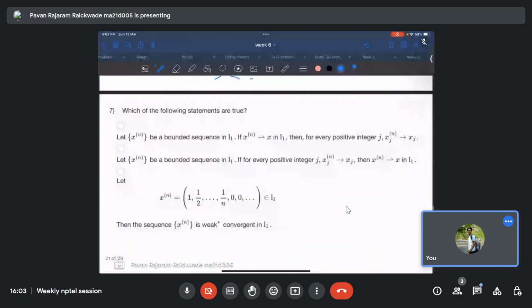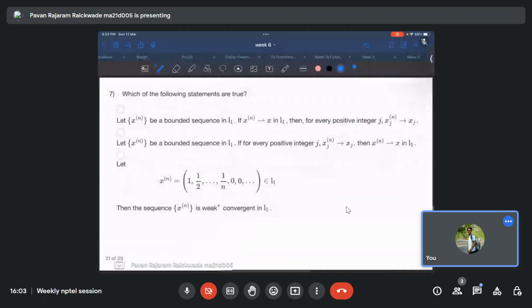Question number 7. Let Xn be a bounded sequence in L1. That means it is a kind of sequence of sequences, because L1 itself is a collection of all sequences. Now if Xn converges to X weakly, then for every positive integer j, Xnj goes to Xj.